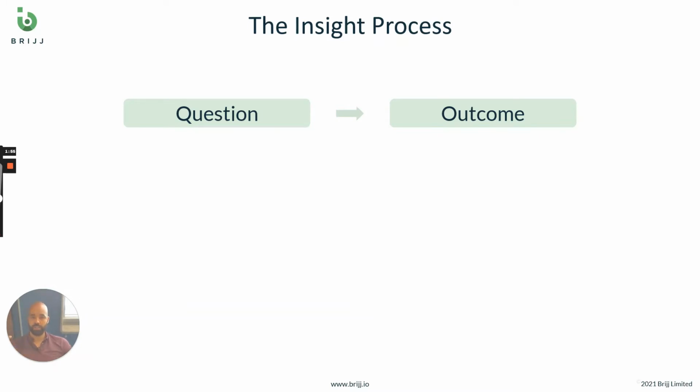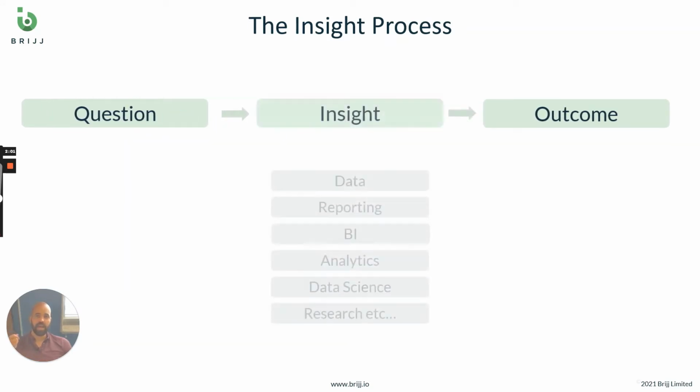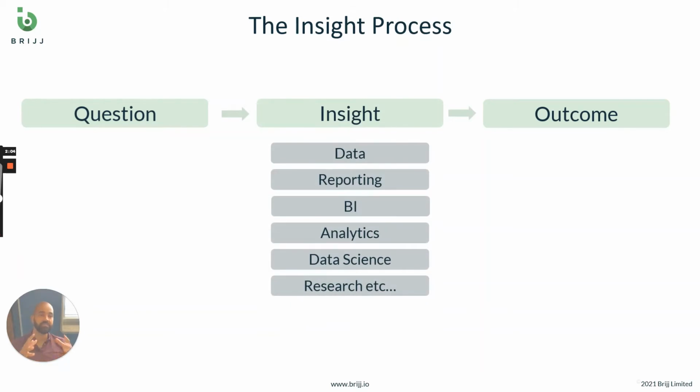Now, to move from a question to that outcome, you need some kind of insight. Some kind of insight needs to be generated. And so the team names and business functions who are most often responsible for providing these insights are things like data teams, reporting, BI, analytics, data science, research, etc. So this is what we mean when we say insight.